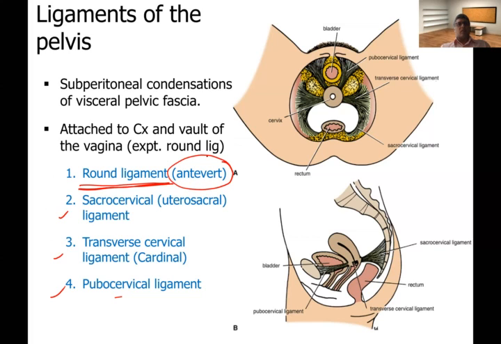But the broad ligament, even though we call it a broad ligament, is not important as a ligament to keep the uterus in position. Okay, it only brings blood vessels and all that. It's just double folded peritoneum. So these four ligaments are important for these reasons. Okay.